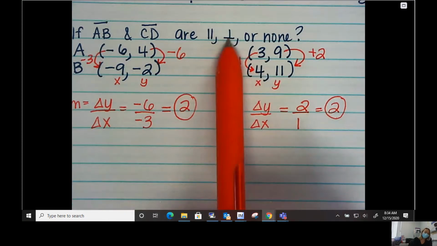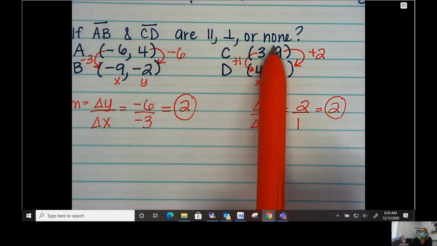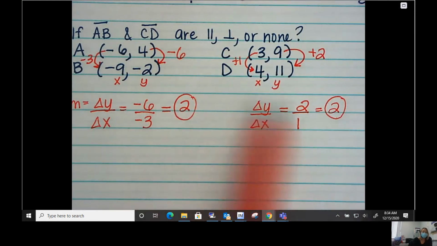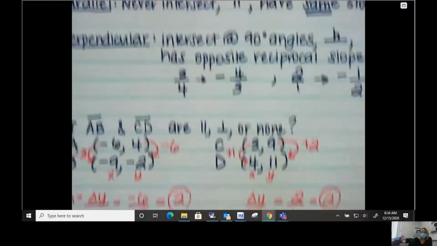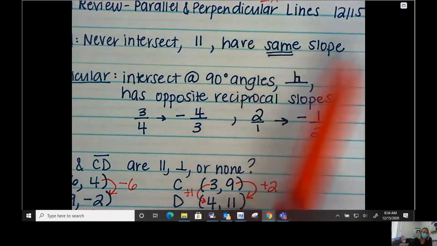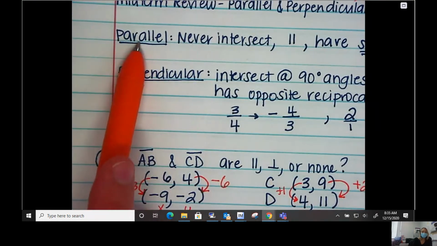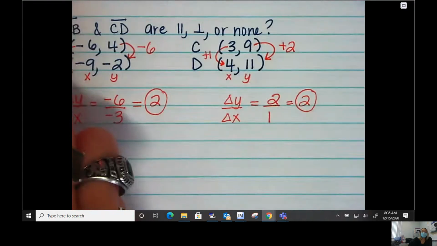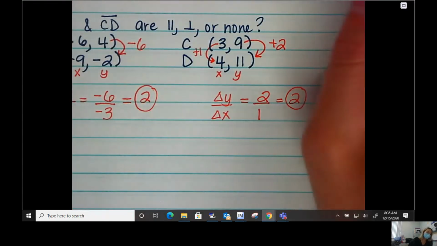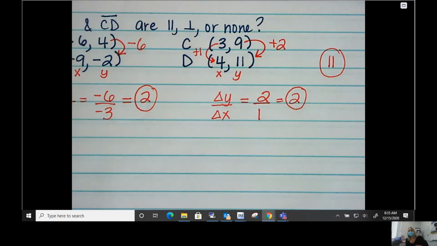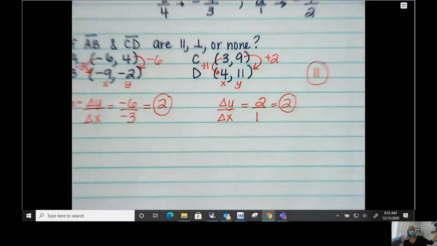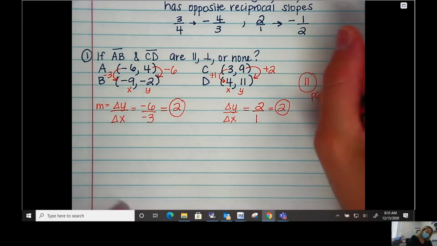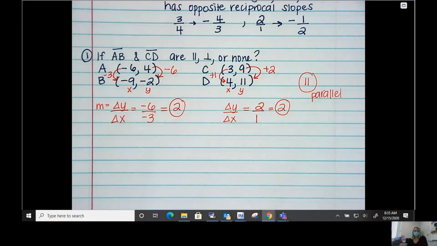So are these lines parallel, perpendicular, or none? If they're exactly the same slope, which one has the same slope? Parallel. So if the slopes are the same, my lines are parallel. So your answer here is parallel. You can either write parallel, or I'm just going to put the symbol for it. I'll write it too, just to be nice. Okay, questions there? Do you think you could do one just like it if I give you one more?